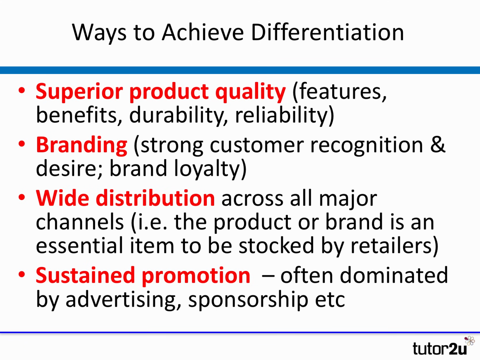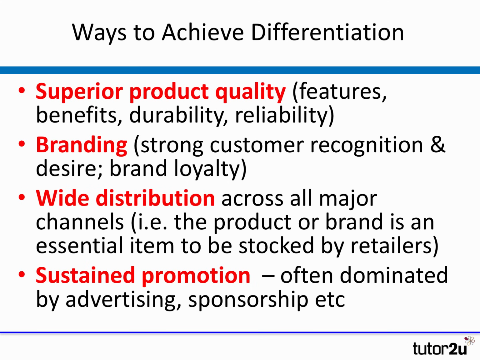And you might imagine there are a number of different ways of persuading customers that your product is in some way differentiated, different, and therefore better than the competition. One of the obvious ways is to have a product with superior quality, significantly better product benefits, maybe more reliable, it lasts longer, it has a wider range of features than the rest of the competition.